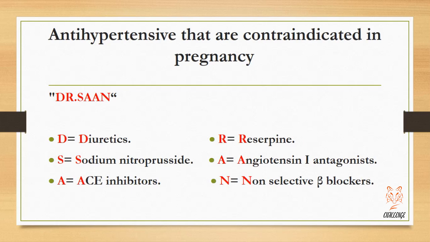The second mnemonic is for antihypertensive drugs that are contraindicated in pregnancy. Our mnemonic is Dr. San. D stands for diuretics. R stands for reserpine. S stands for sodium nitroprusside. A stands for angiotensin 1 antagonist. The second A stands for ACE inhibitors. N stands for non-selective beta blocker.